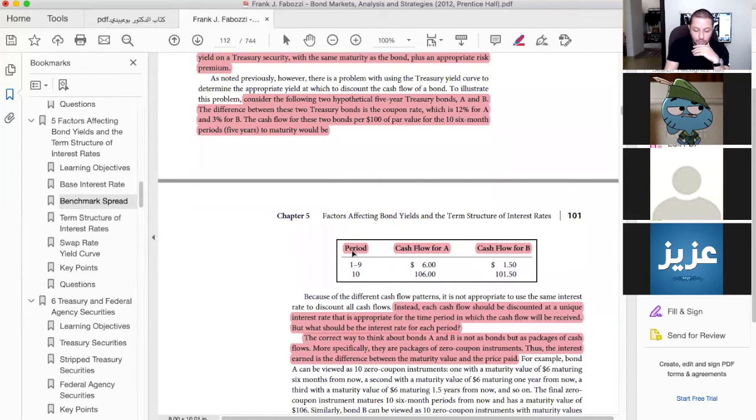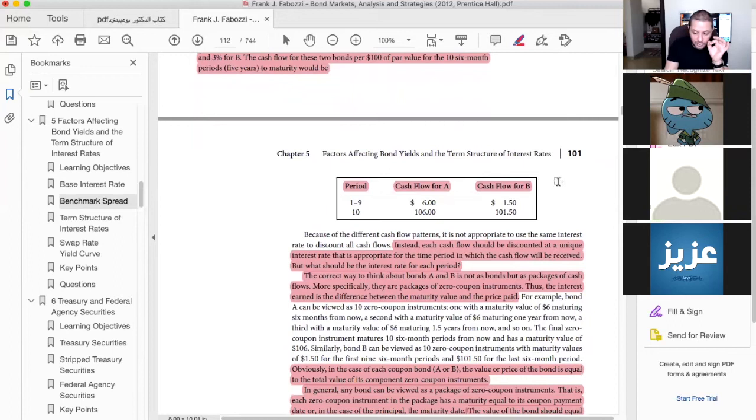From period 1 to 9, we will just receive the coupon payments, right? While for the final period, we receive the coupon payment plus the par value. Bond A is offering, remember, 12% per year, which means that it will offer 6% as a coupon rate on a semi-annual basis. So 12% divided by 2 times 100 is equal to $6. While for B, B is offering 3% as an annual interest rate. When we convert this annual interest rate into a semi-annual rate, we get 1.5% times 100, equal to $1.5. So these are the different expected cash flows for both A and B.